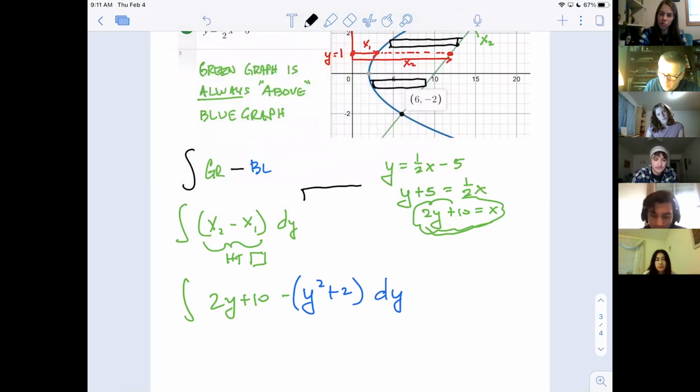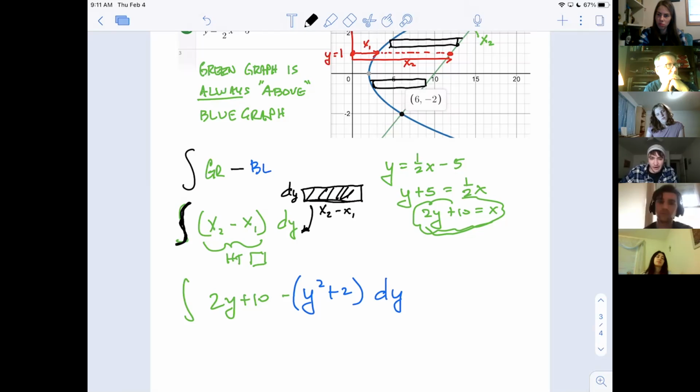I'm going to redraw our little rectangle down here. dy, x2 minus x1. And remember what this symbol means. What does that symbol say to do with these rectangles? It says sum. Add them all up. And by the way, dy is 0. Add up infinitely many rectangles.